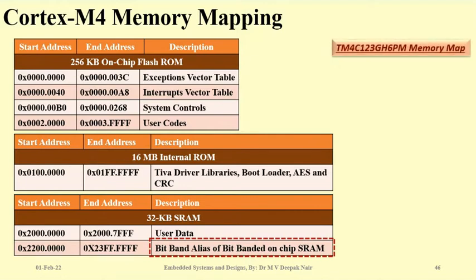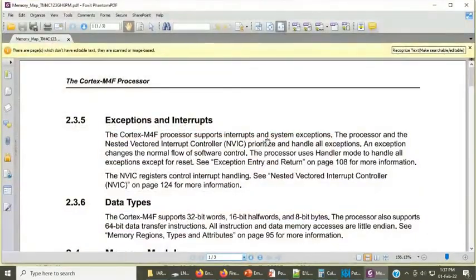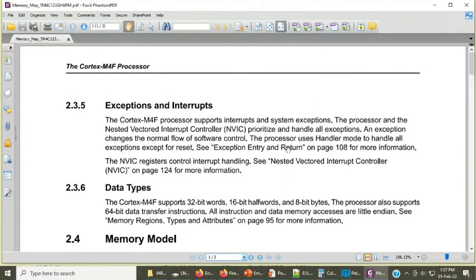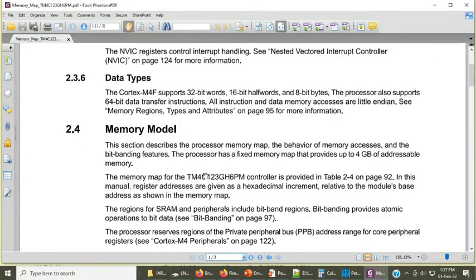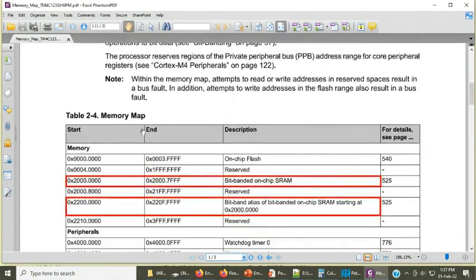For that, I gave you some documents in the classroom. I'm going to show you the memory map from the data sheet. Please open this data sheet, and if you check here, coming down, you can see this is the memory map provided by the company itself. See here 0x, this is hexadecimal representation. 00000000 to 3FFFF is on chip flash. If you want to read further about this memory address, you can go to page number 540.